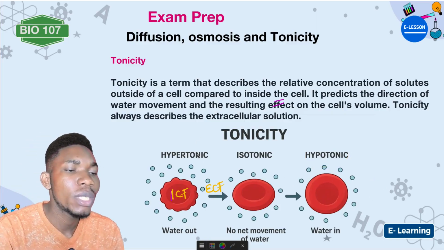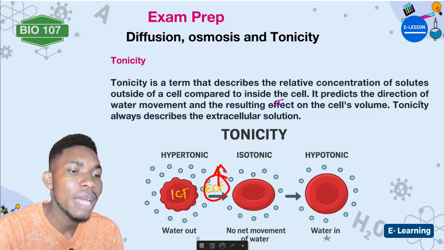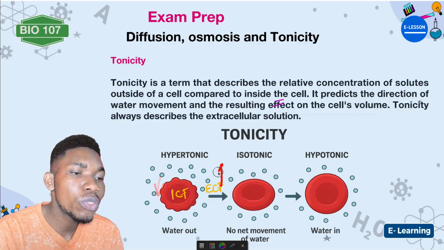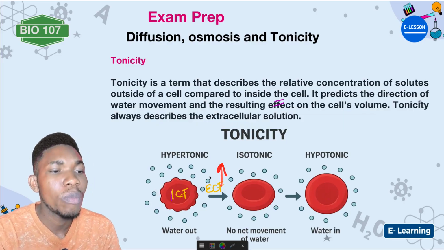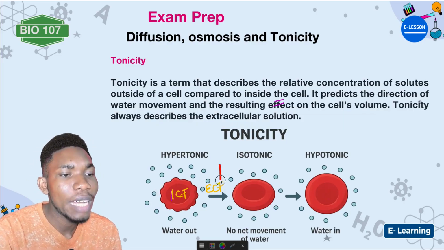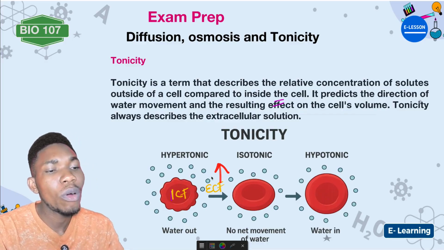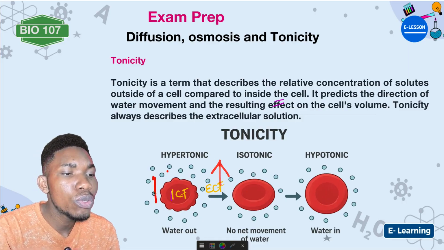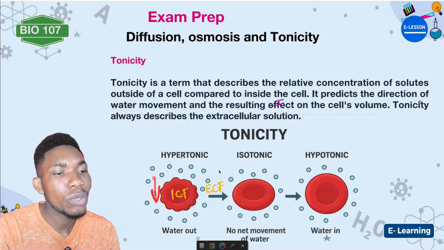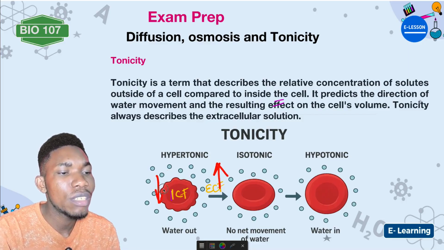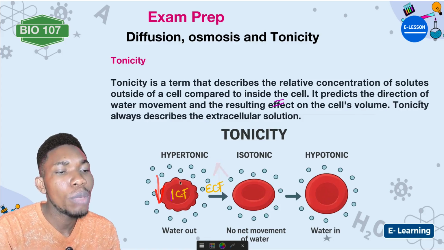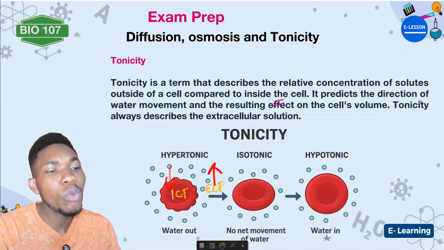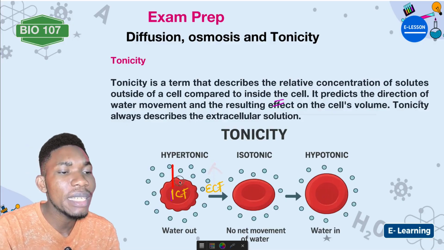For hypertonic, we say the concentration outside is higher than the one inside. And according to osmosis, when the solute concentration is much outside as compared to inside, remember that we said that in osmosis, water will move from low solute concentration to high solute concentration. For hypertonic, it means outside is more, inside is low. So it means that water molecules will move from the inside to the outside.